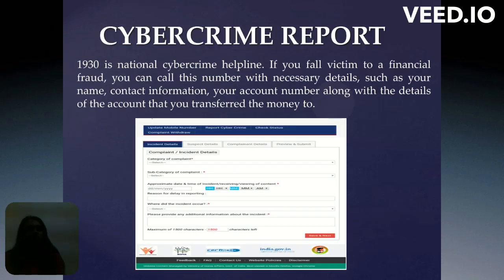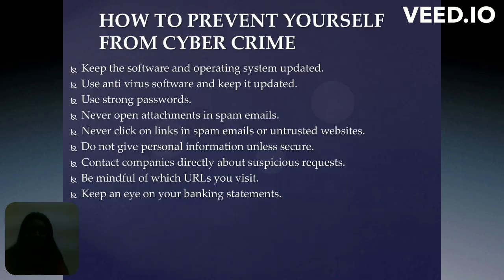And so once a cybercrime occurs, how do we report it? Here, as you can see in the slide, 1930 is a national cybercrime helpline, where if you are the victim of a financial fraud, you can call this number with the necessary details, such as your name, your contact information, your account number, and other details of the account that the money was transferred to. And in the slide you can see the image of a report or application of a cybercrime. This is how you fill the form and submit it, and that's how reporting of a cybercrime is done.